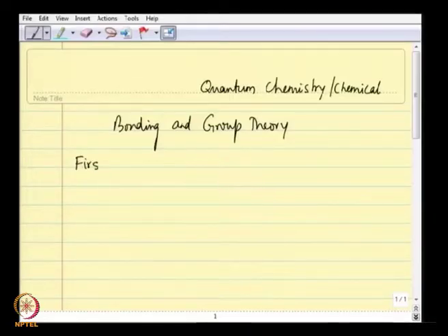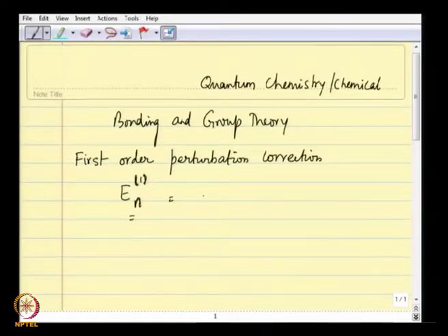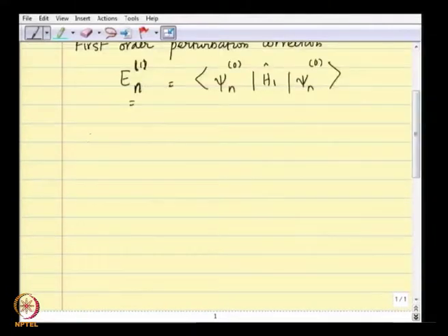So, we looked at the first order perturbation correction. As the first order, let me write En1, the correction to the nth energy in the absence of perturbation to order lambda, as the average value of the perturbing Hamiltonian in the eigenstate of the nth energy state, namely psi n0, H1 psi n0.